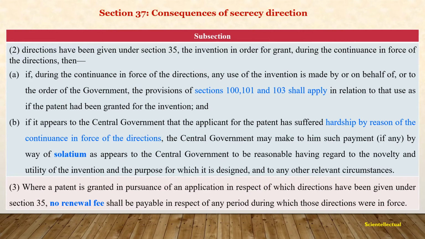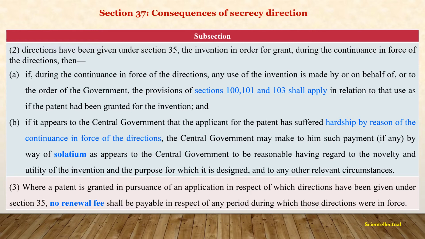Subsection 2 under Section 37. Directions have been given under Section 35. If the invention is in order for grant during the continuance in force of the direction, then A. If during the continuance of the secrecy direction any use of the invention is made by or on behalf of or to the order of the government, the provisions of Sections 100, 101 and 103 will apply in relation to that use, as if the patent has been granted for the invention.